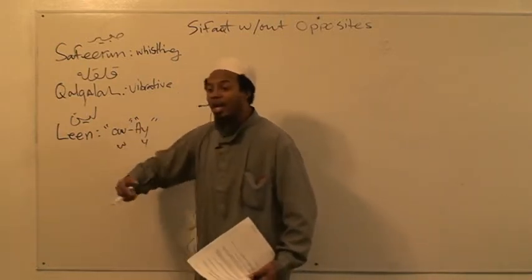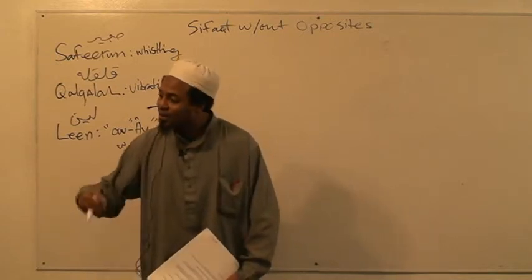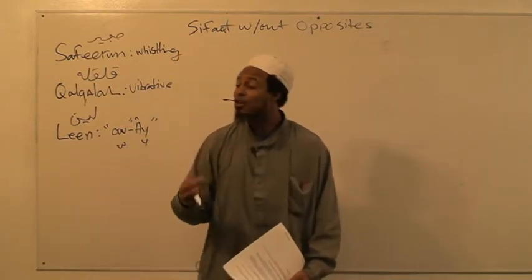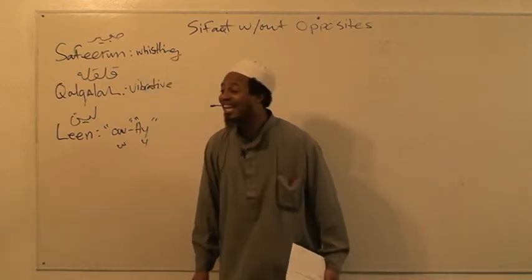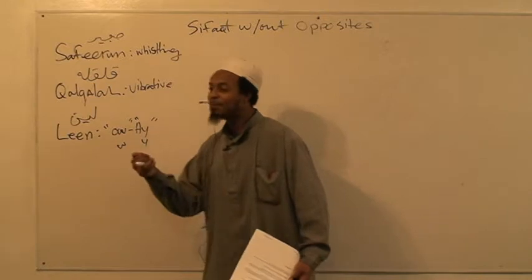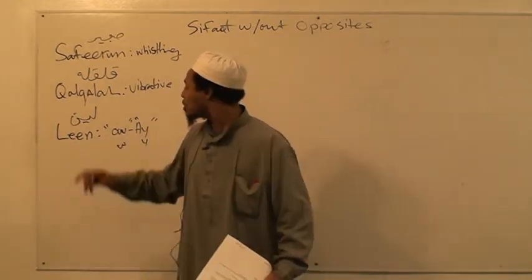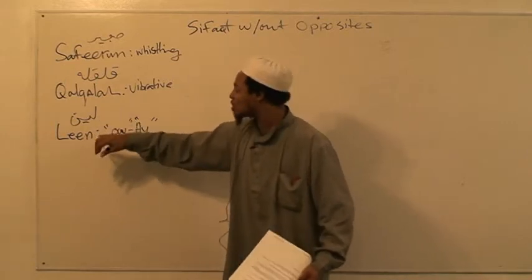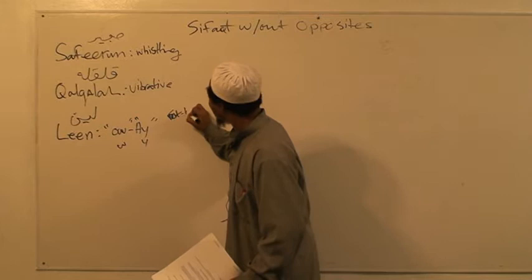Because the wow, its original sound is ooh. But when it comes before fatha, it's pronounced ow. The ya, its original sound in Arabic is e. But when it's preceded by a fatha, it's a. So that's why that construction is considered lean when preceded by a fatha, okay? When it has a fatha.